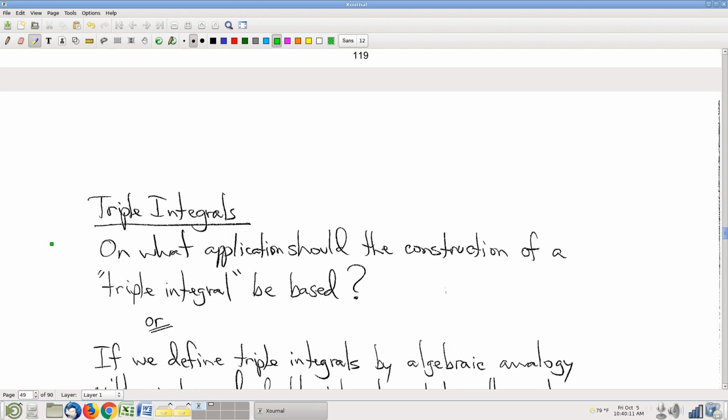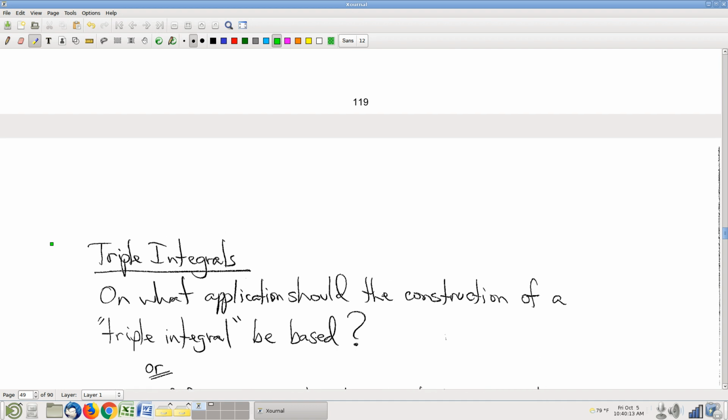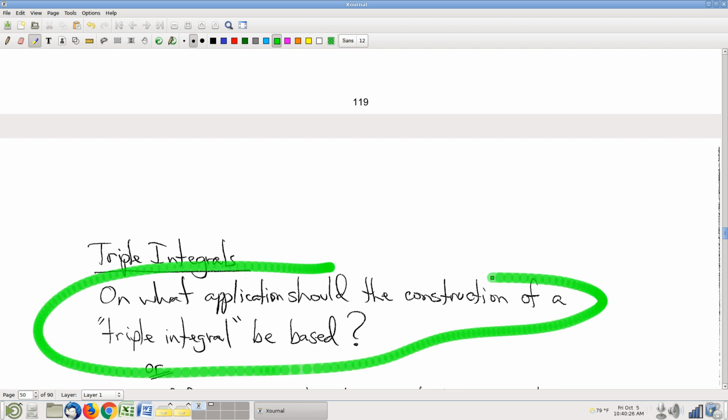Okay, so let's move on now to triple integrals. This is a really interesting topic for conceptual reasons. And I ask a modest question: on what application should I model this construction of a triple integral? Reasonable question, right? So what application did we model single variable integrals on? Well, area under a curve.